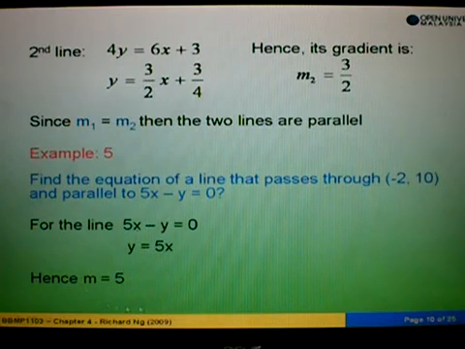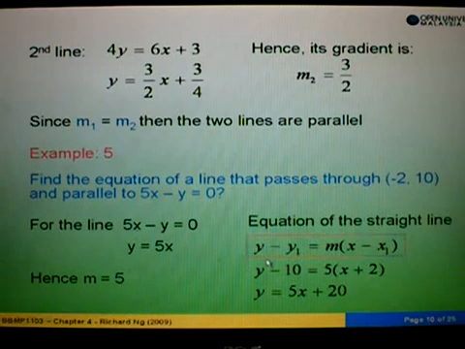So since we have the gradient and also are given the coordinate of the point, then for the equation of this straight line, we have to use the formula y minus y1 equals m times (x minus x1). Substitute y1 with this coordinate y, which is 10, and then substitute x1 with negative 2, and the gradient with 5. So we should have y minus 10 equals 5 bracket x plus 2.